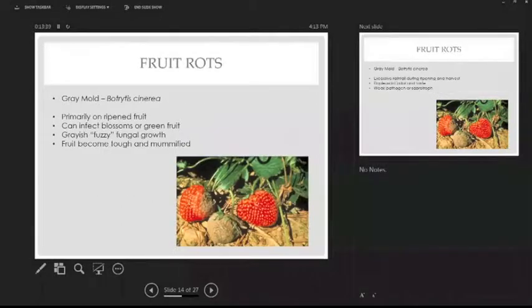Okay, the second fruit rot, and this one you probably see even more than the anthracnose, is gray mold or botrytis.